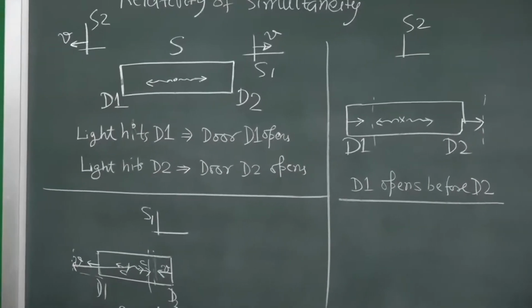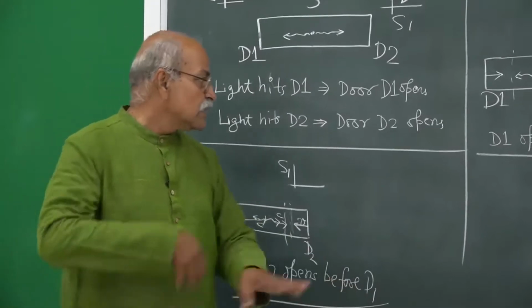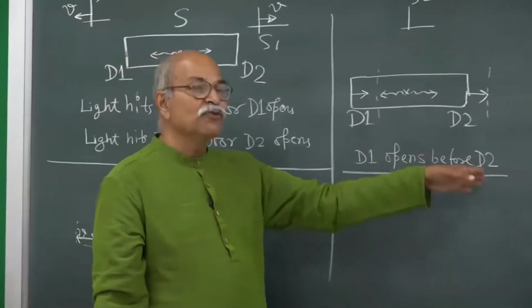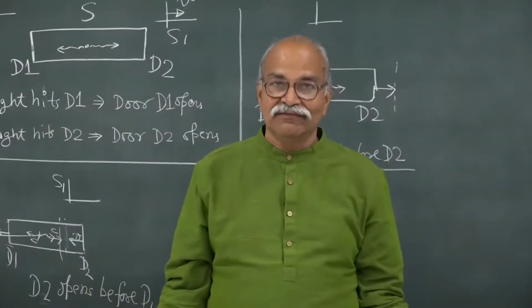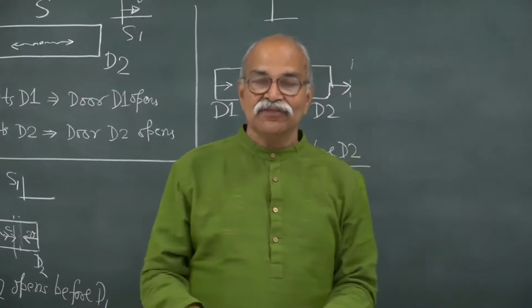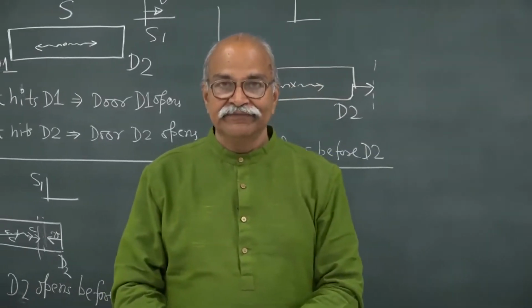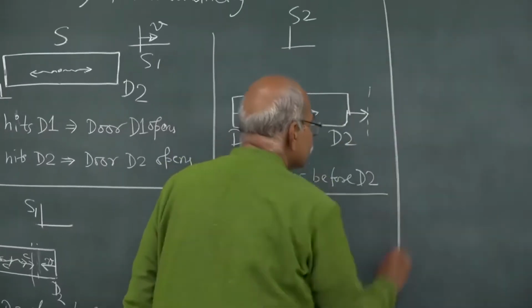So, you can see in one frame D2 opens before D1, in some other frame D1 opens before D2, and in some other frame the two are opening together. So, two things are simultaneous, this is also relative. You can see this from Lorentz transformation also.